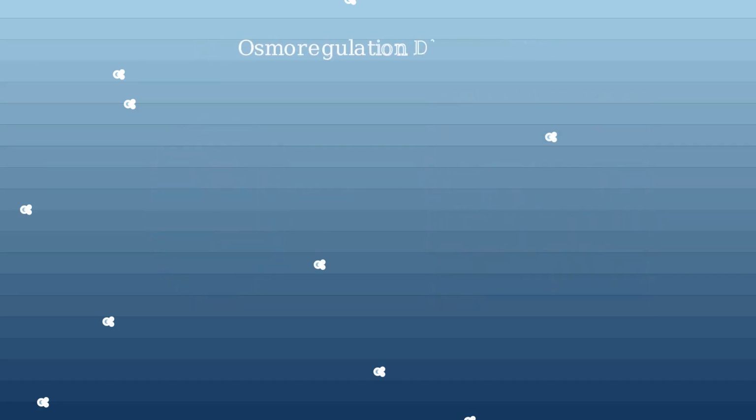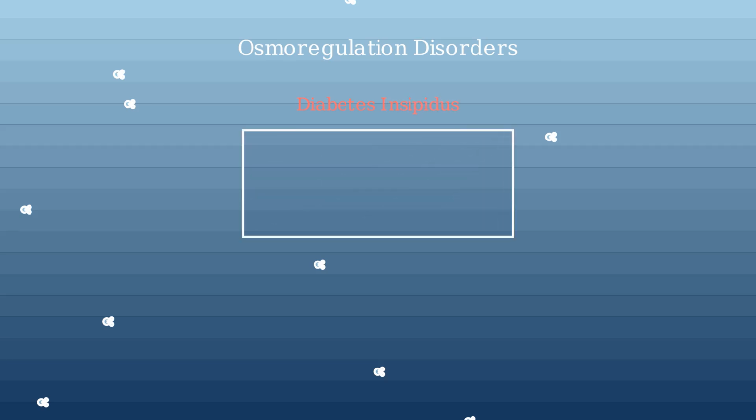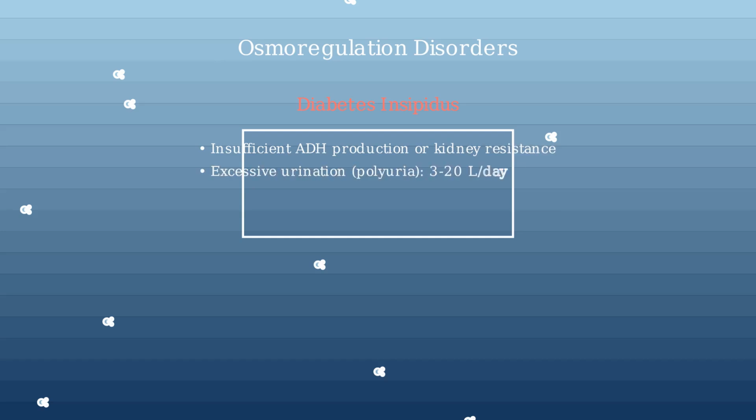When osmoregulation fails, serious disorders can occur. Diabetes insipidus results from either insufficient ADH production or kidney resistance to ADH. This condition causes excessive urination, up to 20 liters per day, along with extreme thirst. Without adequate water intake, rapid dehydration can occur, leading to electrolyte imbalances.